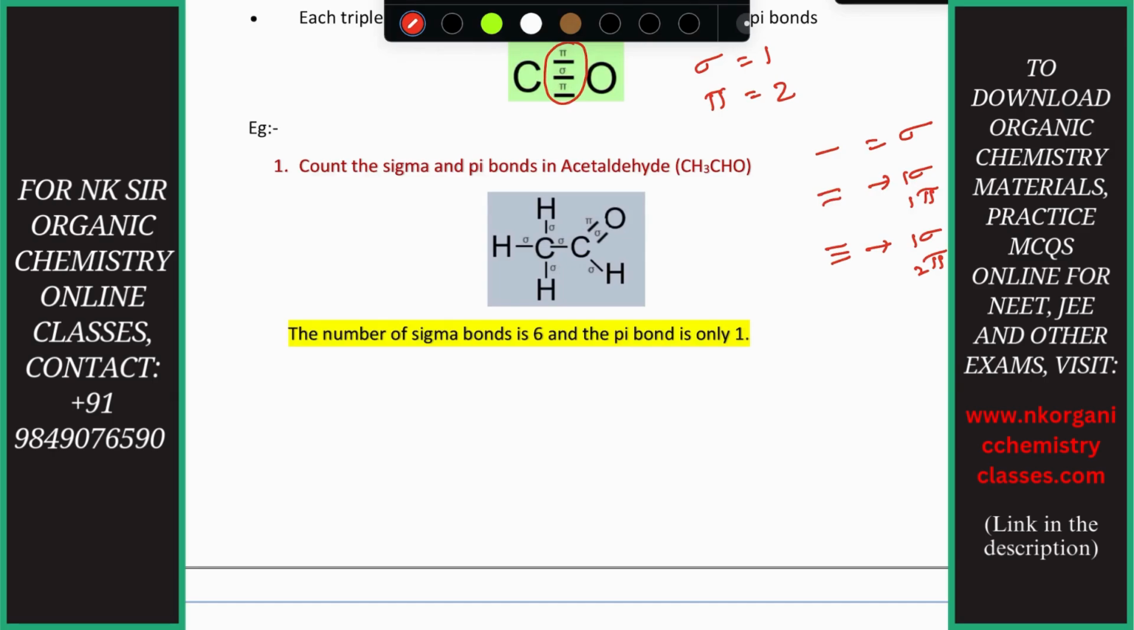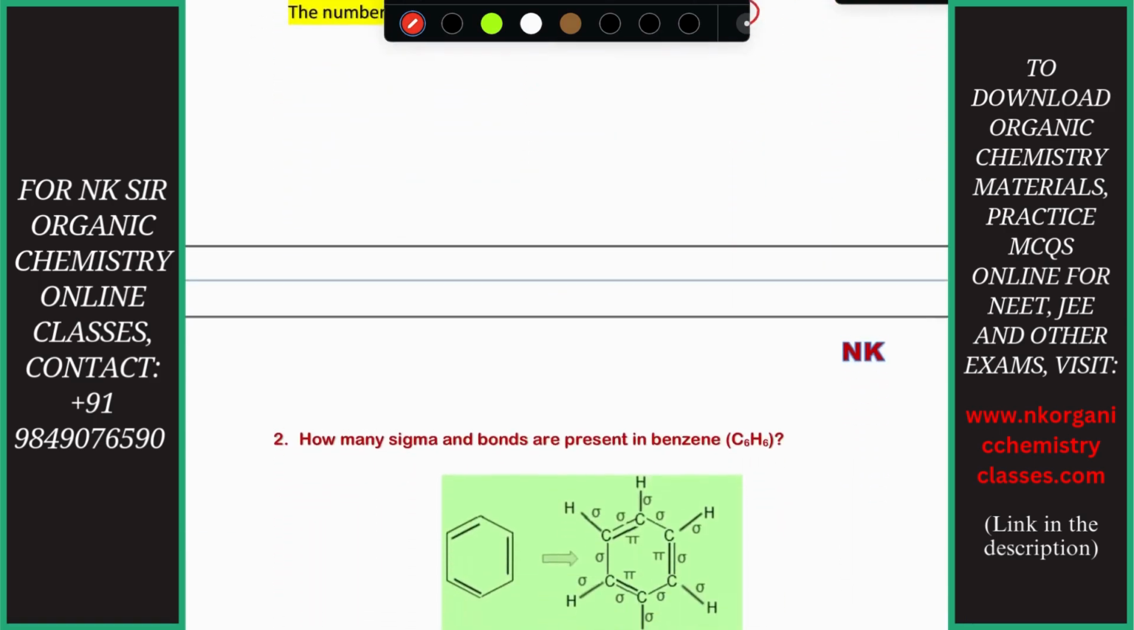Now, let us try to calculate the number of sigma bonds and pi bonds in some molecules. For example, let us take acetaldehyde. How many sigma bonds and pi bonds are there in acetaldehyde? Sigma bonds calculation: 1, 2, 3, 4, 5. As I already mentioned, a double bond contains one sigma bond and one pi bond. So total, how many sigma bonds are there, guys? 6 sigma bonds. And how many pi bonds? 1 pi bond. Very good.